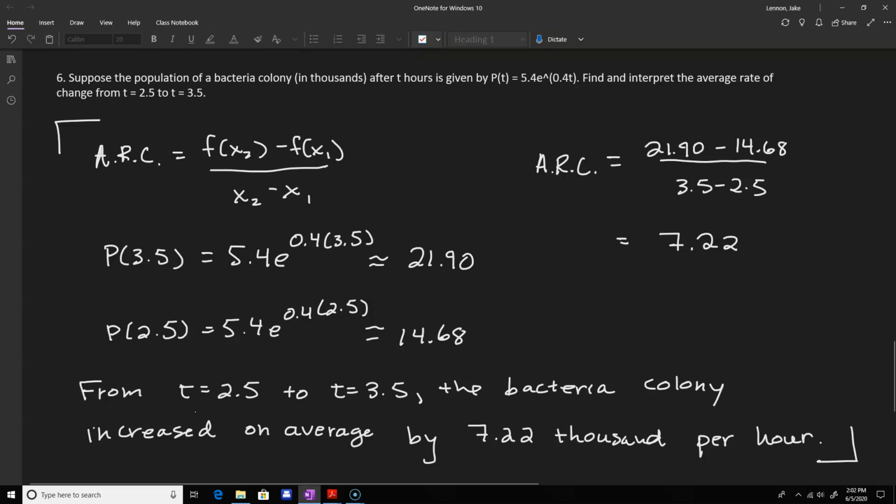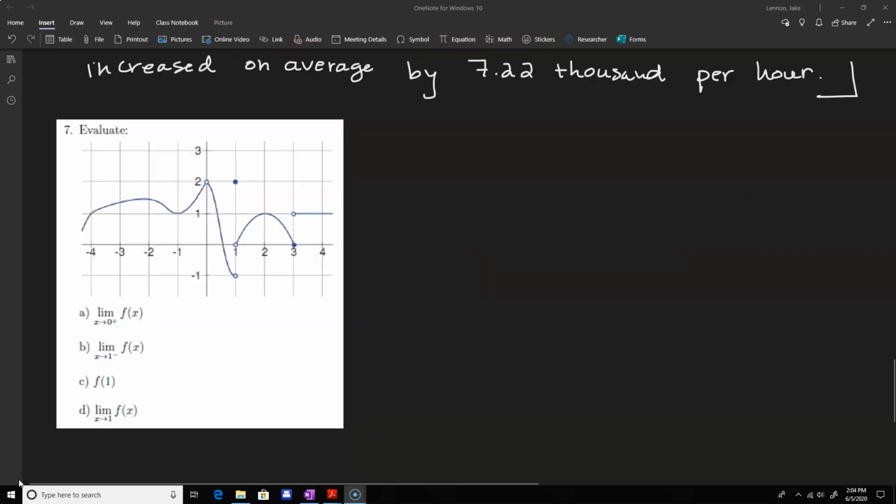All right, so let's go ahead and move on to number 7. Okay, so for number 7, we're just evaluating some limits based on the graph here, and remember, the limits are essentially where the graph is approaching, not where the actual value is. So the first one, just recall, you have one-sided limits, so we probably didn't talk about those too much, but let me just explain now.